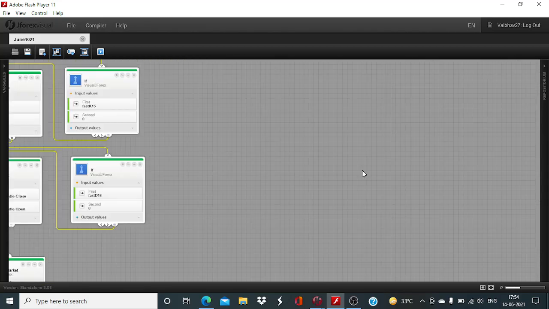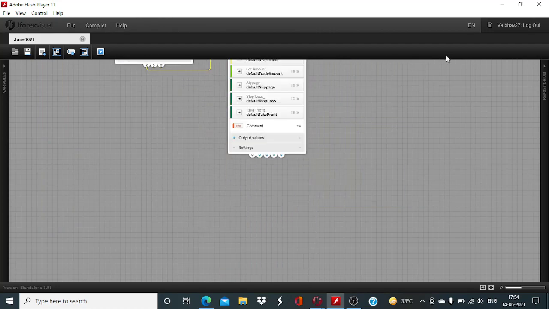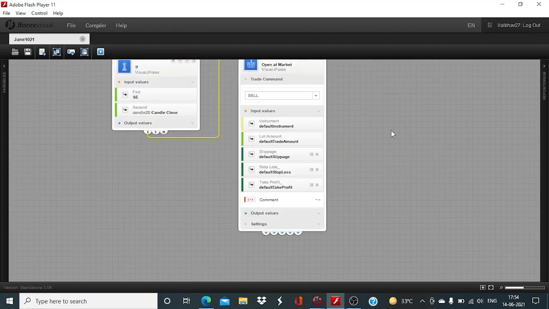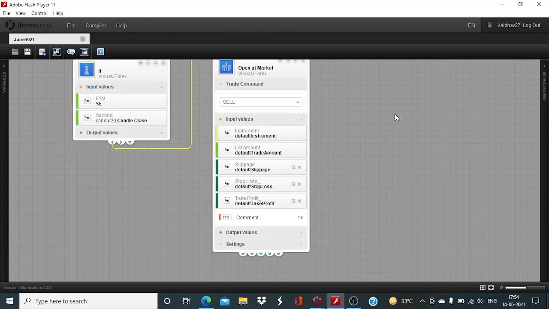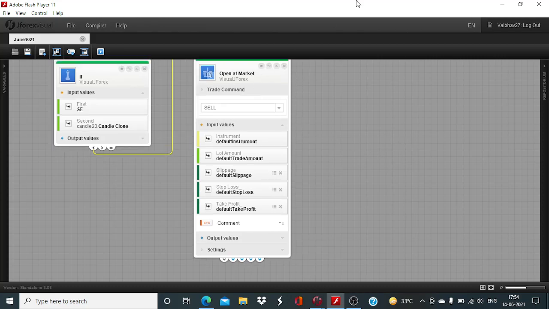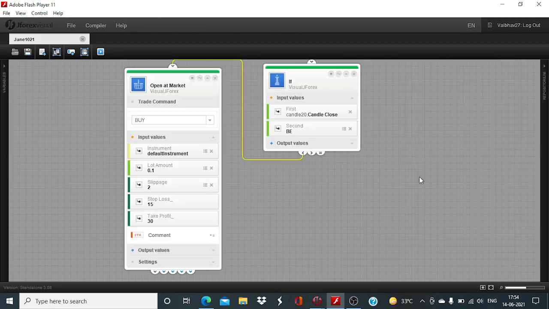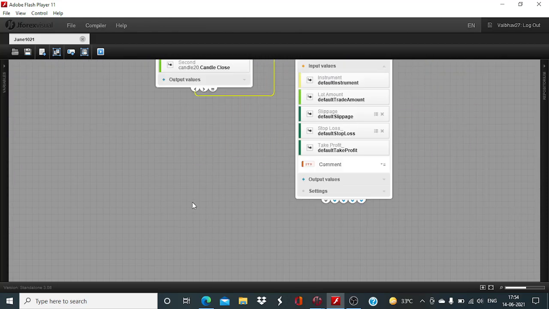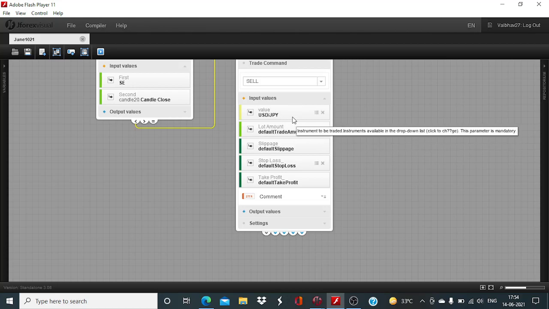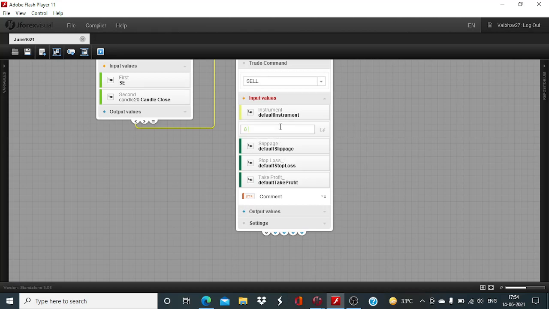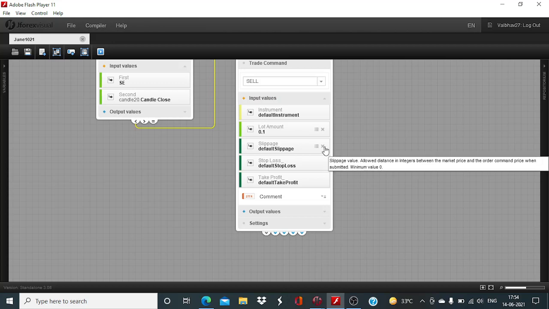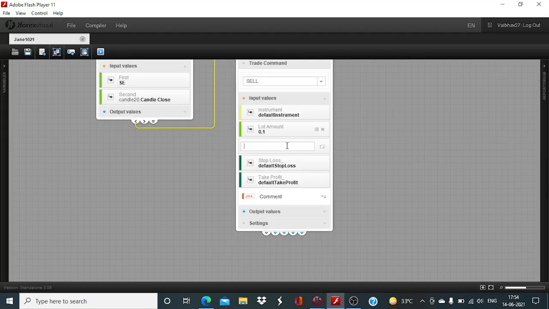We also have to define the input parameters for the trade command block, and all these input values will be similar to what we had done for the buy side. The only difference is going to be the order command. This is going to be sell, whereas it was buy. Default instrument will remain USD JPY. Trade amount I will change to 0.1 million. The slippage will be changed to 2 pips.